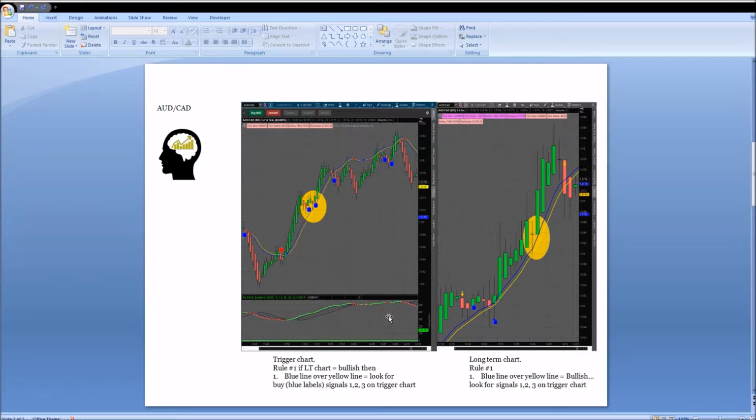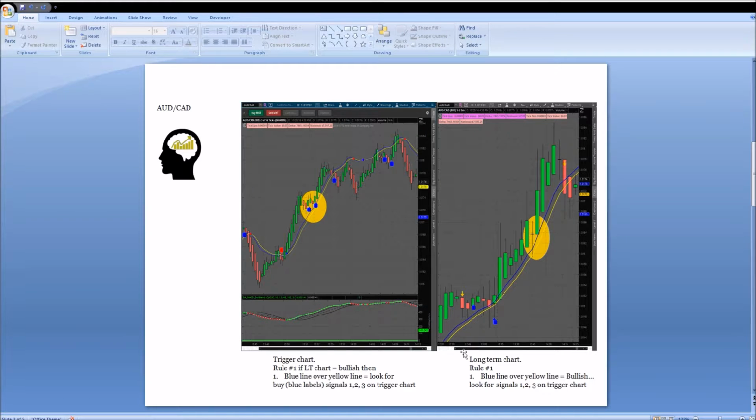Alright, here is the Australian dollar and the Canadian dollar in the Forex market. Let me orient you to what we're looking at. The right hand side over here, this is the long-term chart. I prefer the 5-minute chart on this setup. The left hand side is the trigger chart. I prefer on the trigger chart the 4-tick range, or the 3-tick, or the 5-tick, whatever range you get pulled up on there. That's what I prefer.